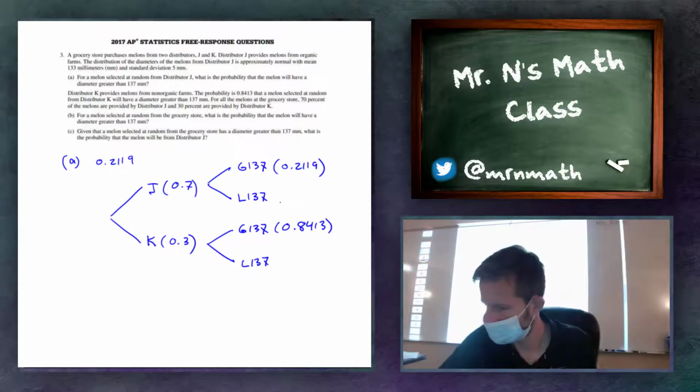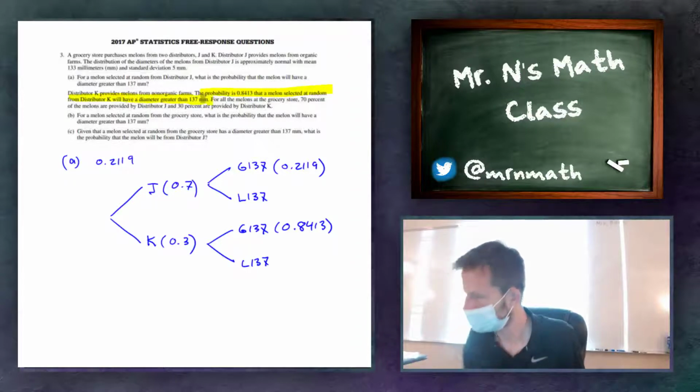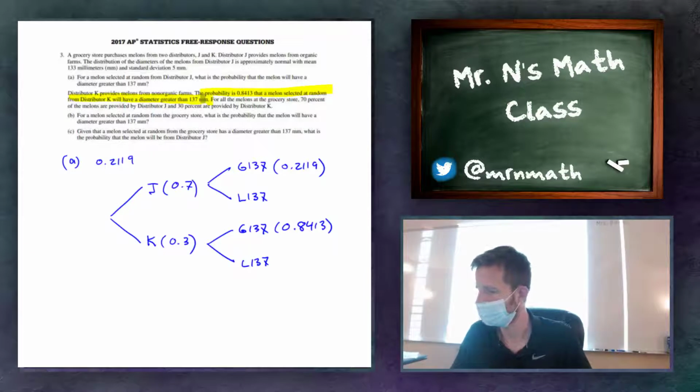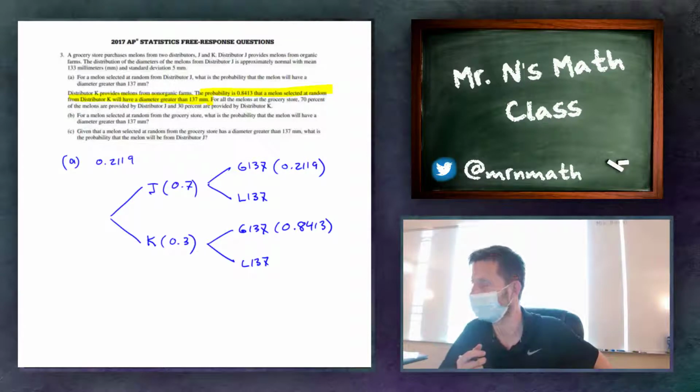So that number, they tell us that the diameter is greater than 137. What's the number? The 0.2119? I see now.